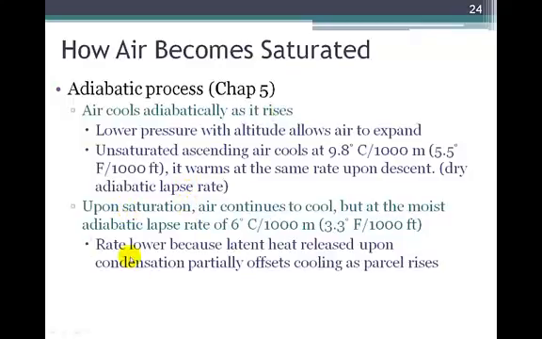Upon saturation, air will continue to cool, but it switches from the dry adiabatic lapse rate to the moist adiabatic lapse rate, which is not quite as extreme. It's minus 6 degrees Celsius per 1,000 meters, or minus 3.3 degrees Fahrenheit per 1,000 feet. And remember, this changes depending on how much moisture is in the atmosphere.